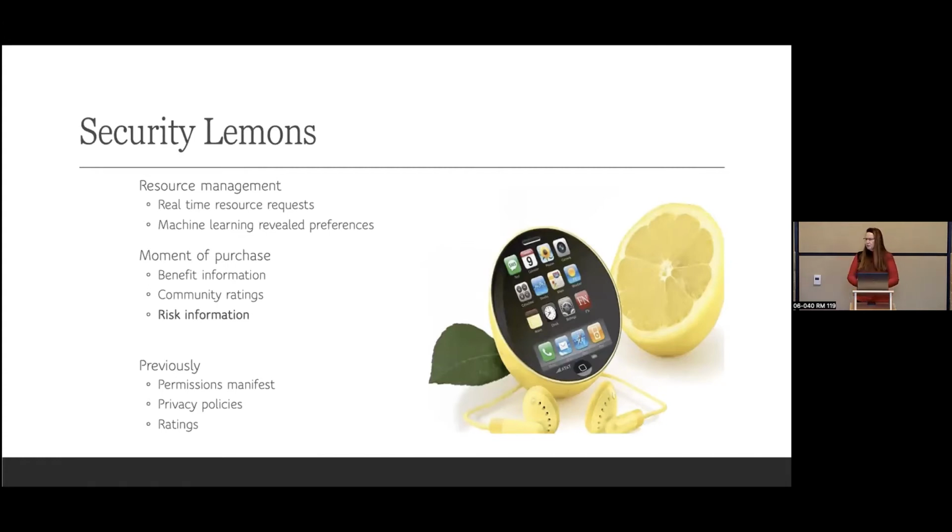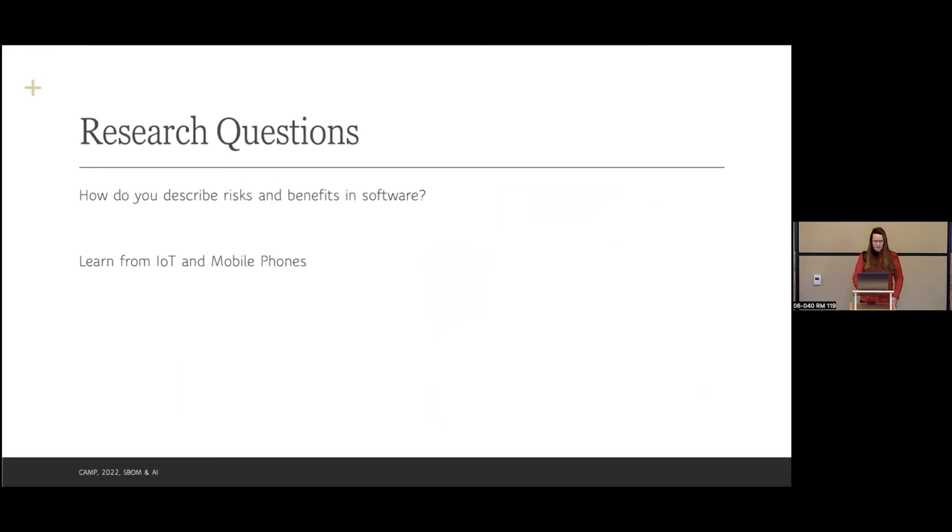At the moment of purchase, you need benefit information. You may have community ratings. We don't have any risk information right now when you make a software choice. There's not a risk management. And we talked about how all this worked in previous markets. And these are literally open research questions. How do you describe risk and benefits in software?